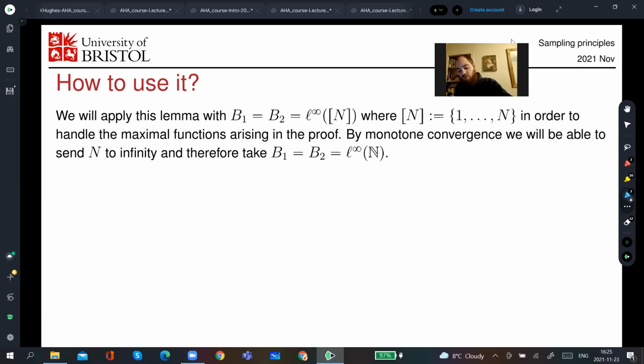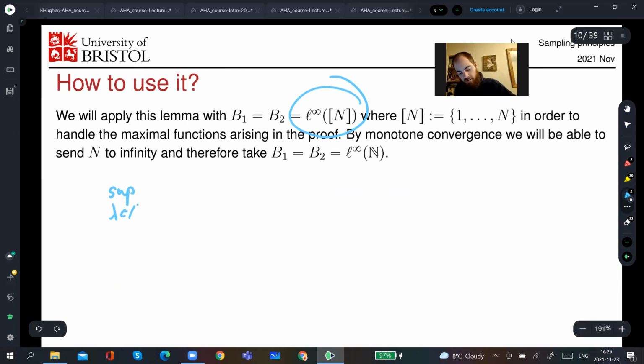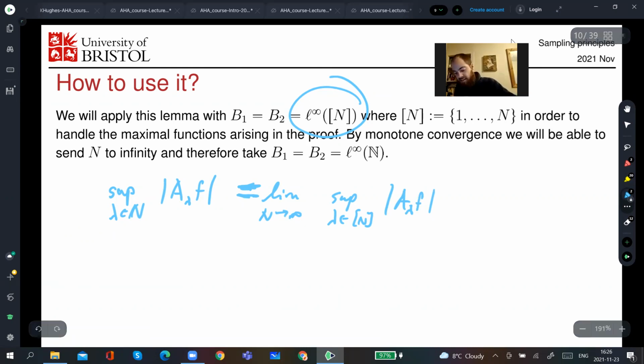Just to reiterate, we will take the Banach spaces to be these little L infinity spaces because we're going to have a maximal function. The spherical maximal function, remember, is defined as the sup over lambda in N of A_lambda f at each point x. And we're actually going to say this is less than or equal to the limit as n goes to infinity of the sup over lambda in [n] of A_lambda f. It's actually equal to it. And it's this little L infinity right here that we're looking at, where we will apply their transference principle.